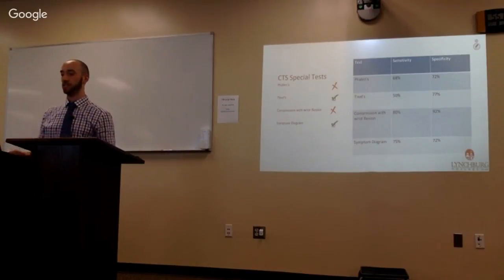So with the special tests, he got 2 out of the 4 that I tested, but these weren't necessarily the highest or the best, the most sensitive or the most specific. Compression with wrist flexion was the best for both, which was negative, and Phalen's was also negative. So we're really not getting a great picture of, is this a road that we want to go down right now?